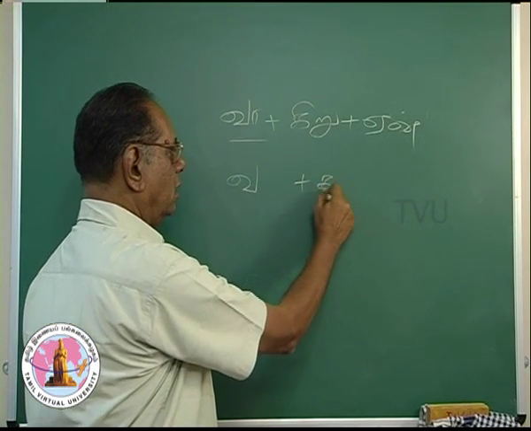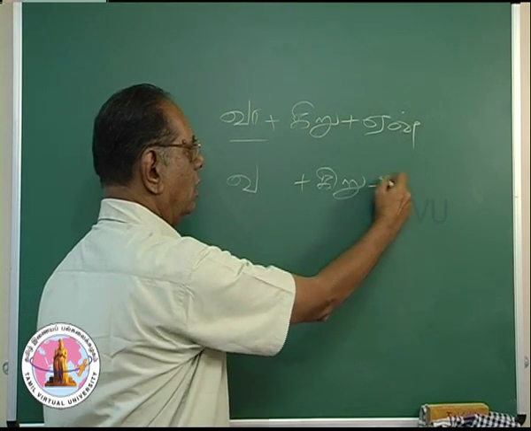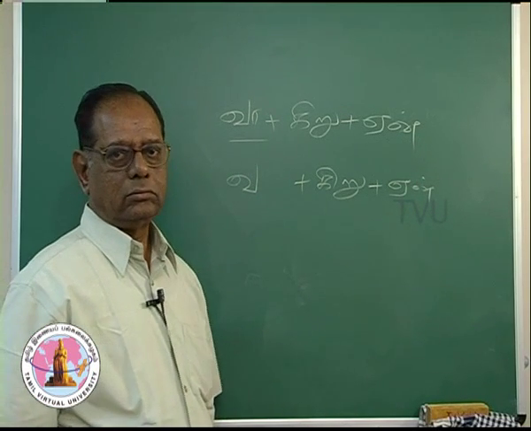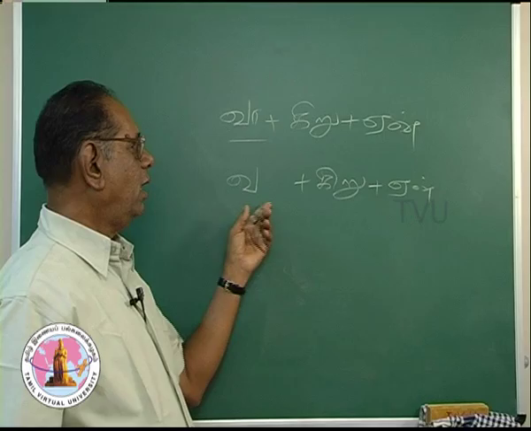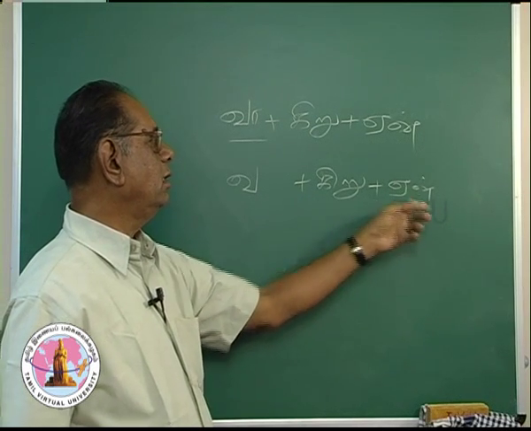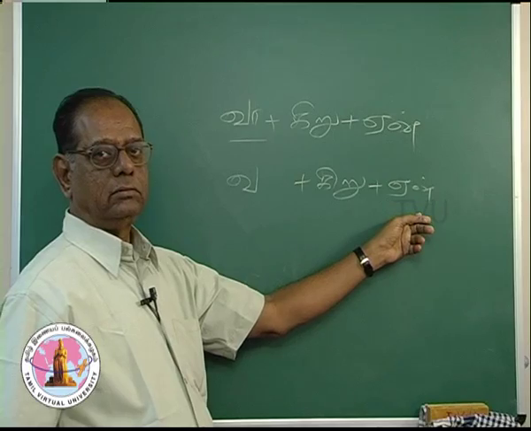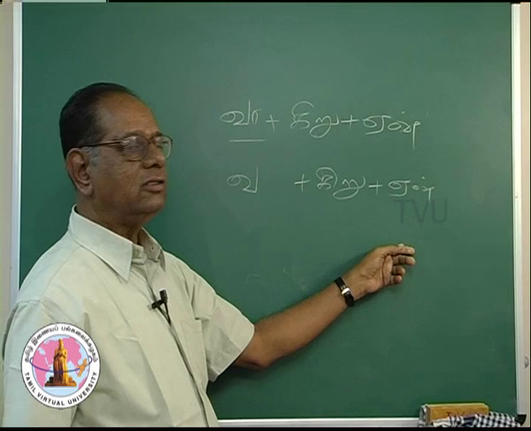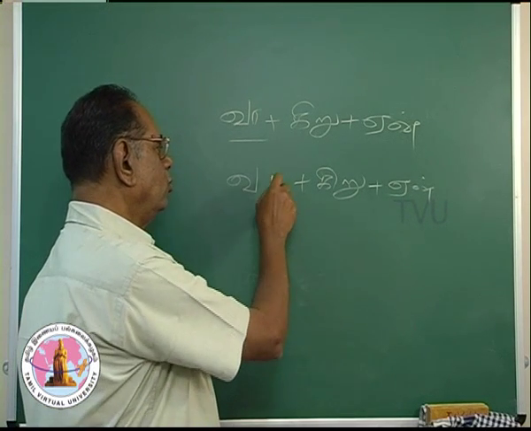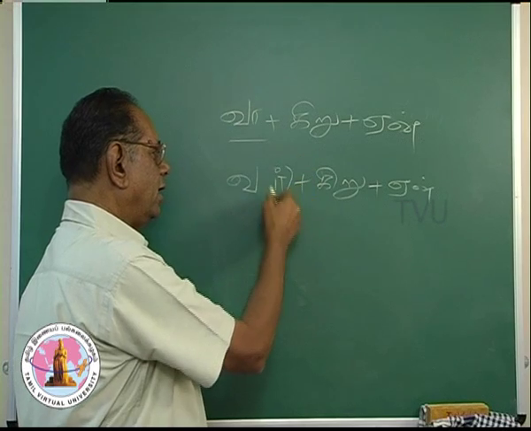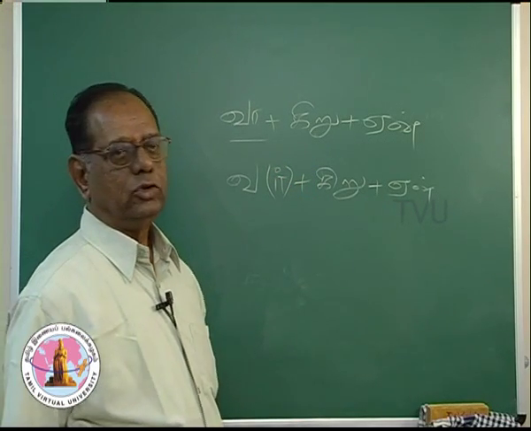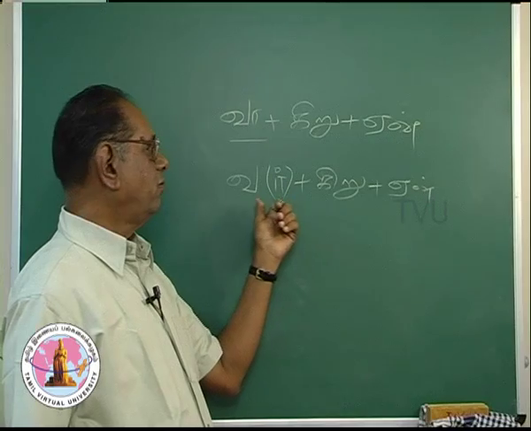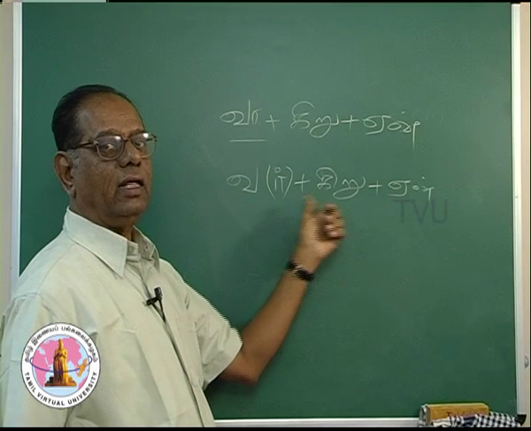and then these are added. Va, ki, ru, ye, in, vagiren. It doesn't sound all right, nor does it give any sense. So they had to introduce one letter to cement these two, and the letter was ir. Va, ir, kiru, yen, var, kiren.